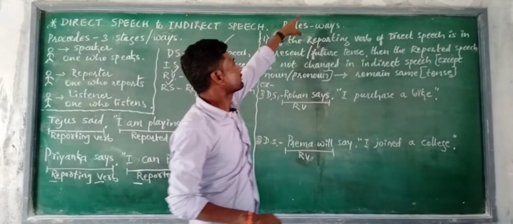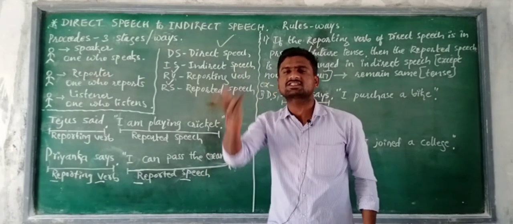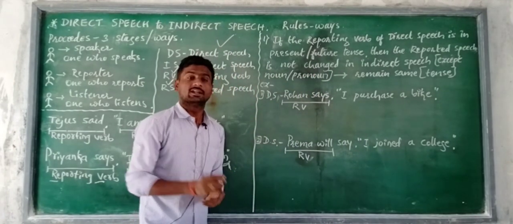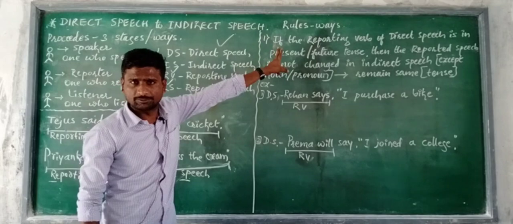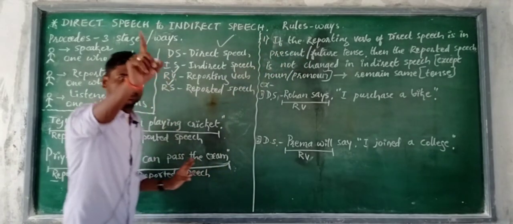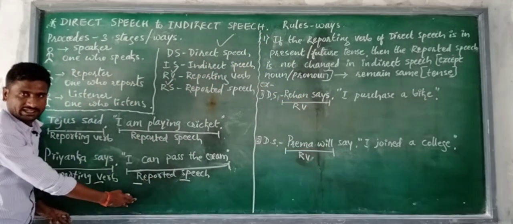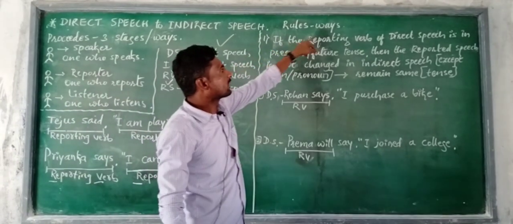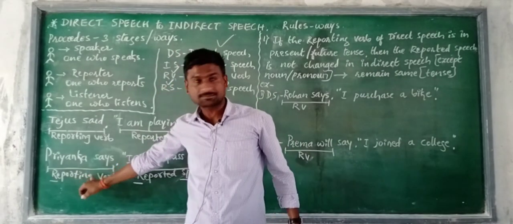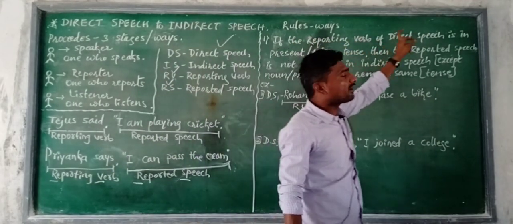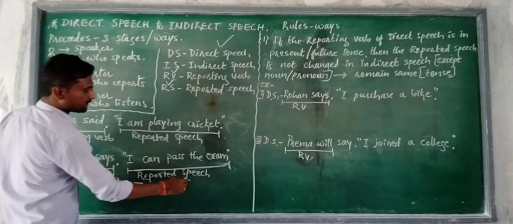Okay, see, there are some exact rules to change direct speeches into indirect speeches. Let's get started one by one. What is the first rule? I have already told you, my dear students, all these rules stand on these two divisions. If the reporting verb, where is the reporting verb? Here, isn't it? If the reporting verb of direct speech, yes, these two statements are made in direct speech.